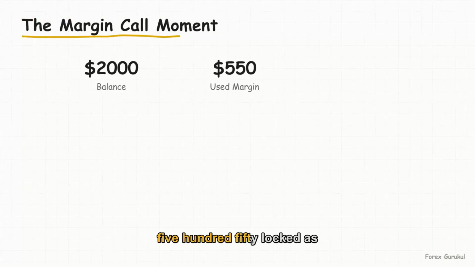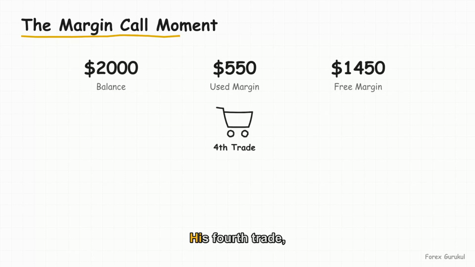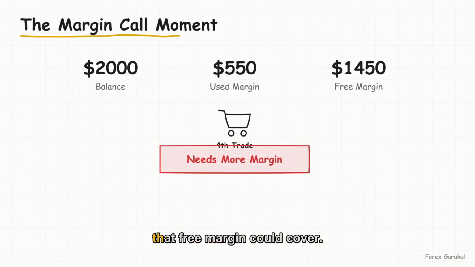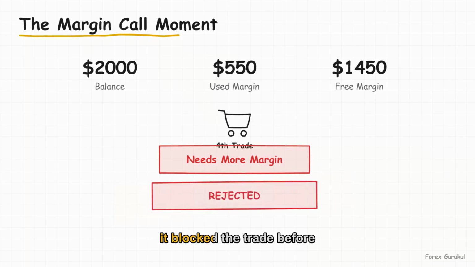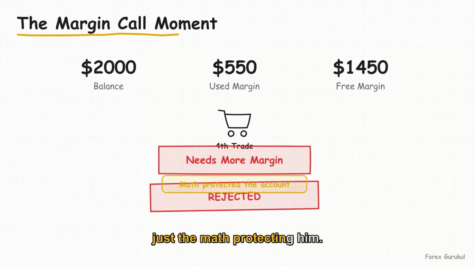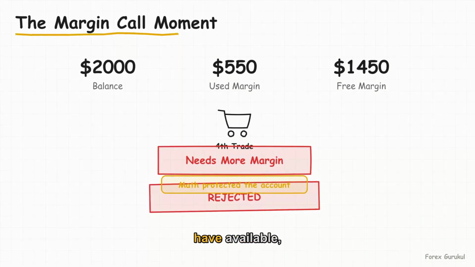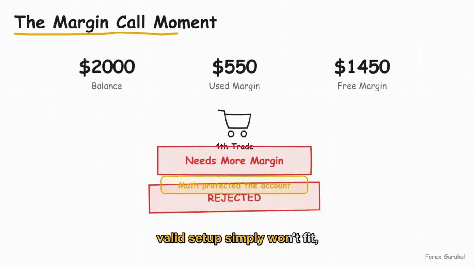So back to Dave. 3 trades open. $550 locked as used margin, $1,450 sitting as free margin. His 4th trade, at the lot size he chose, needed required margin higher than that free margin could cover. His platform did exactly what it's supposed to do. It blocked the trade before it could push his account into trouble. No error, no bug, no unfair broker, just the math protecting him. This is the way used margin quietly eats into what you actually have available, trade after trade, until one day a totally valid setup simply won't fit.